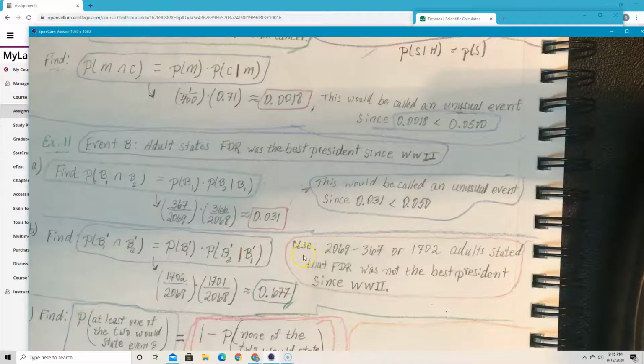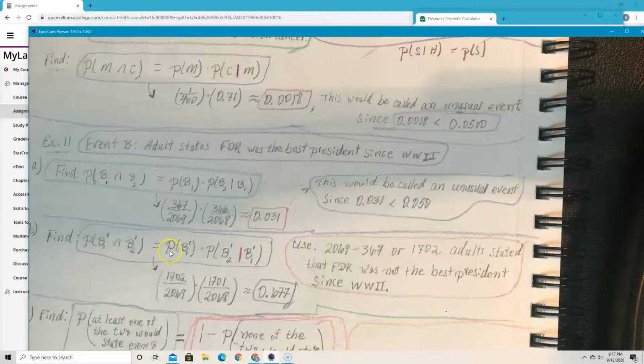Well, how many people, this many people stated that they believed that FDR was the best president out of 2069. So if you subtract 2069 minus 367, we get 1,702. And that's how many adults would be in the complementary group, the B prime group, because they would have stated that FDR was not the best president since World War II. So, to compute this, we have to know this: 1,702 adults stated that FDR was not the best president since World War II.